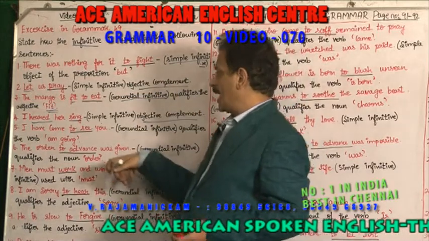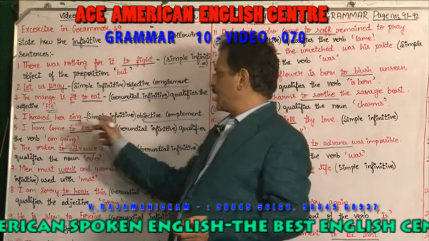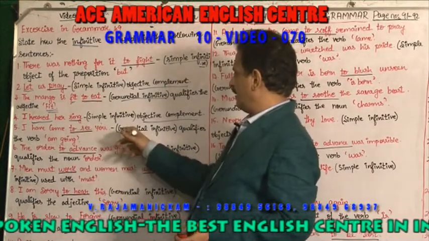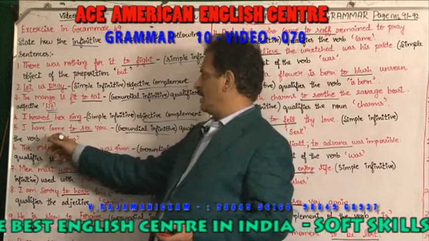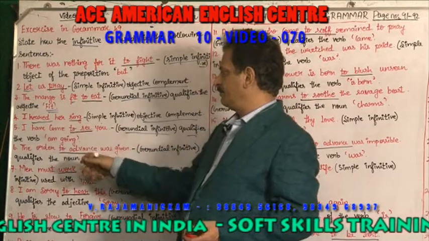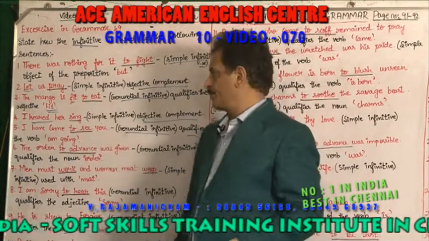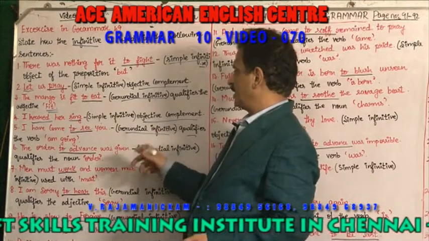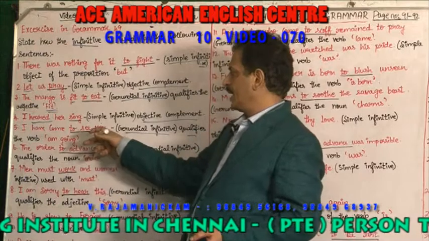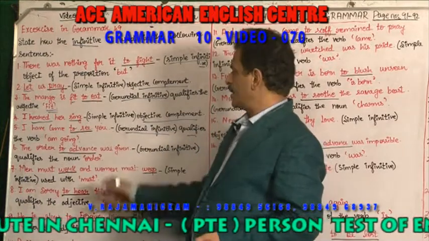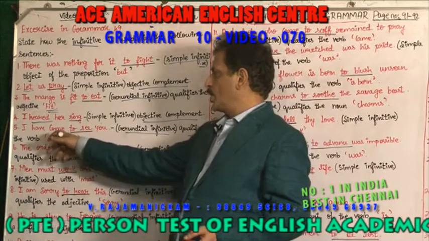Coming here: "I have come to see you." Here "to see", what infinitive is it? It is a gerundial infinitive. It qualifies the verb. I have come to see you. To see you means I have come for seeing you. So it becomes a gerundial infinitive, qualifying the verb "have come".